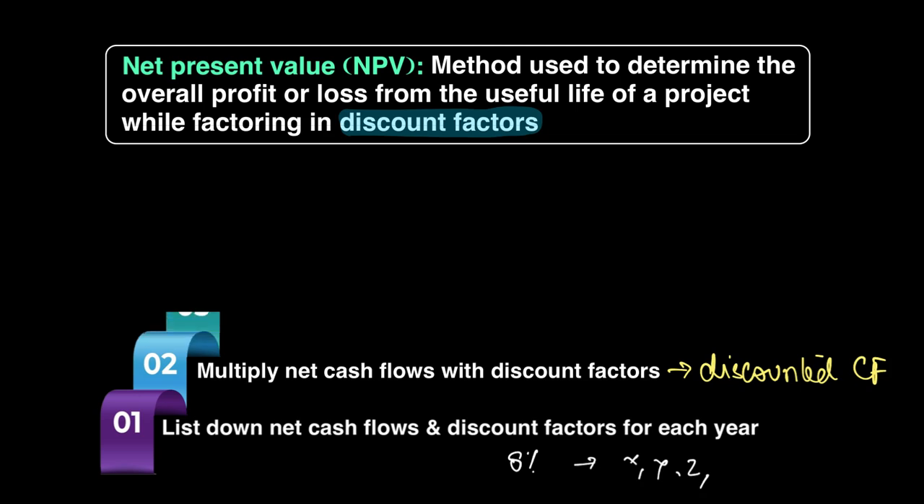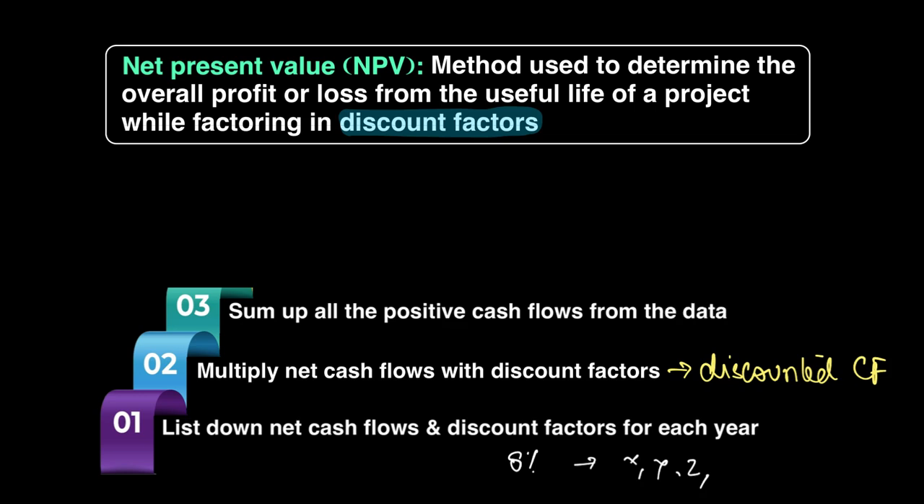Then that leads us to step number 3. And step number 3 is that you sum up all the positive cash flows from your data. The best way to remember this is that these will be all the numbers from year 1 plus. So year 1 and the years after that, you will see the numbers that have positive cash flows. So that's something to remember.